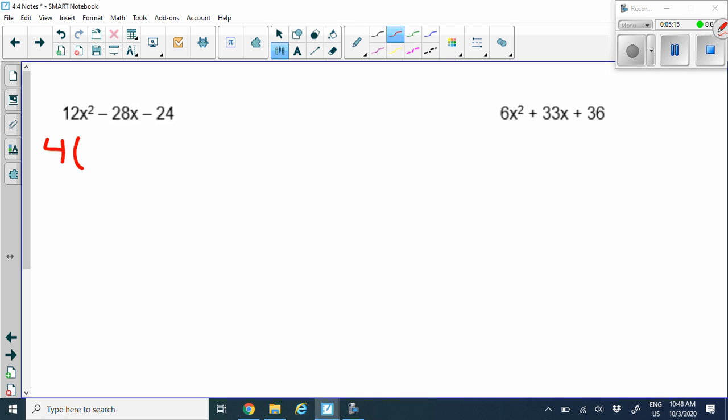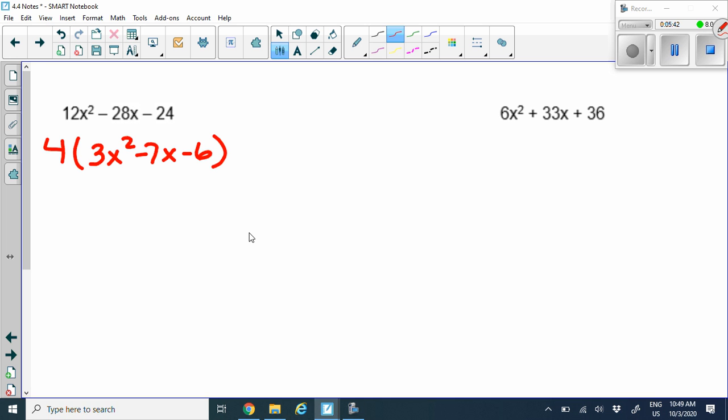So we take out a 4. 12 divided by 4 gives us 3x squared. Negative 28 divided by 4 gives us negative 7x. And negative 24 divided by 4 gives us minus 6. So I know I took out the most amount because 3, 7, and 6 don't have any numbers other than 1 in common. Now notice also I did not take a variable out because this last term, the 24, does not have a variable. Oh, so now our A value is something other than 1.